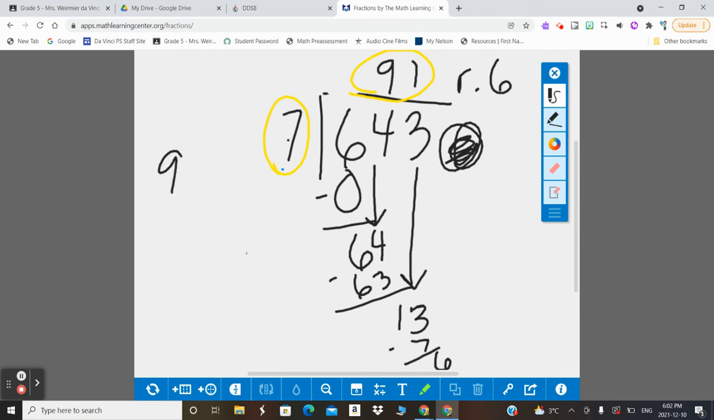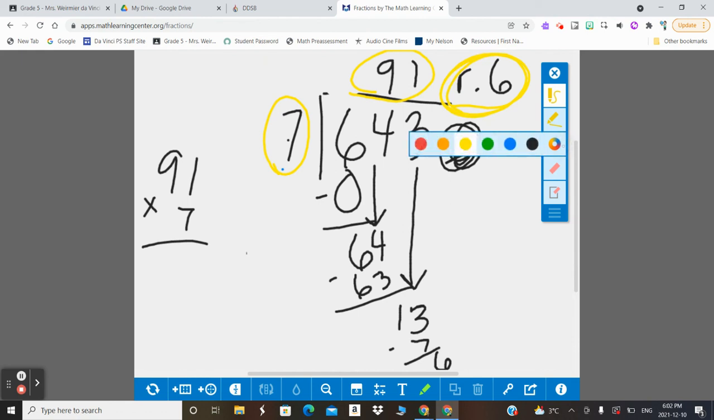Because if I have 91 groups of 7, or 7 groups of 91, I should get to 643. I should get to 643 once I do my multiplication, and because we have a remainder, I'll have to add this leftover in at the end. So let's just do it. So 7 times 1 is 7. 7 times 9 is 63. But I had a remainder. I had this remainder right here, so I have to add that 6 back in.